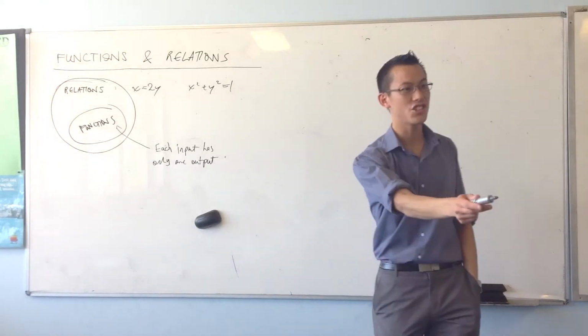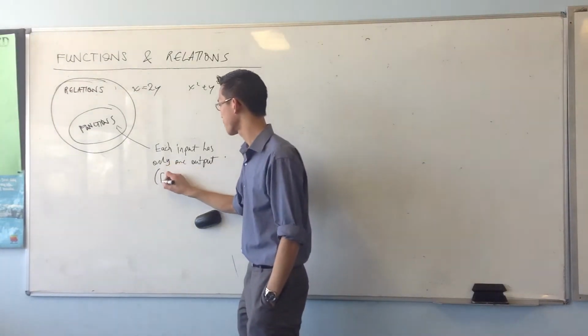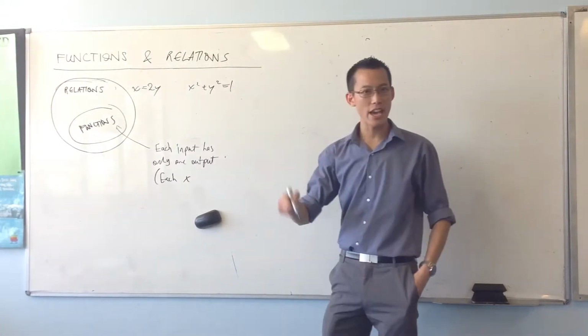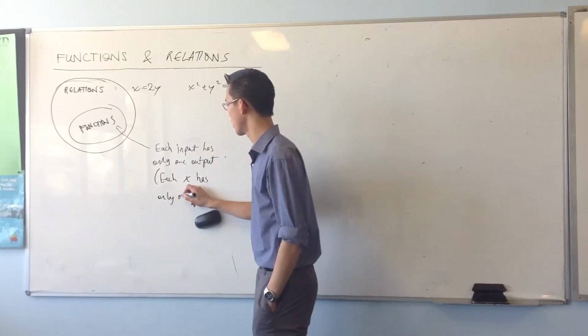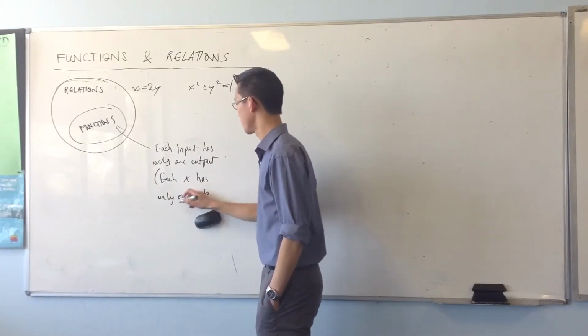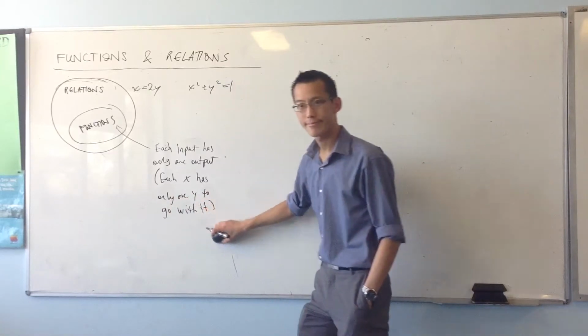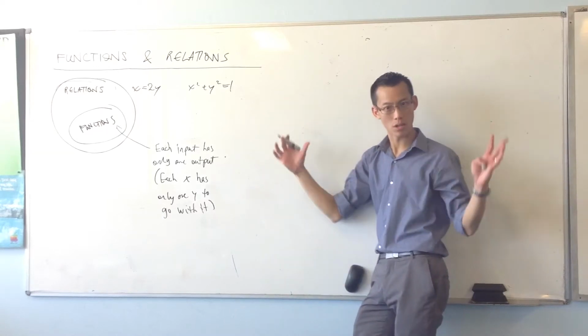Now in Cartesian terms, which is where Richard, you jumped to, that means each x, because we usually call our inputs x, has only one y value to go with it. What if it's got a restriction? Okay, I'll get to that in a second. So let's just think in general terms.